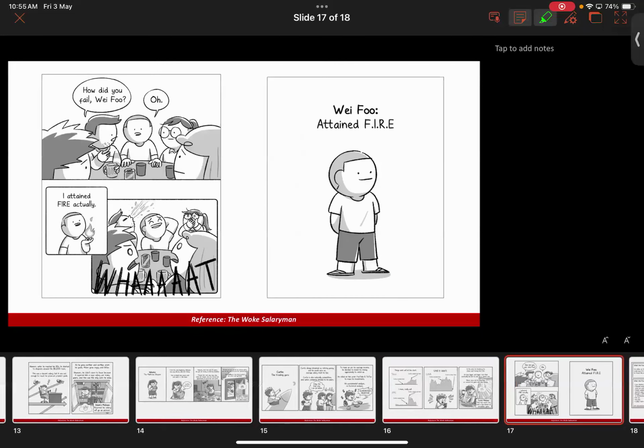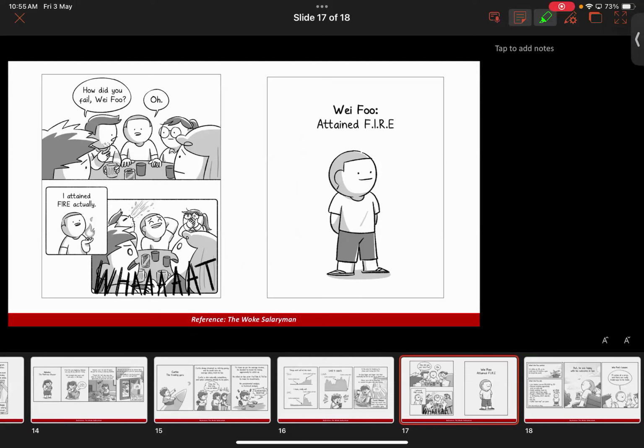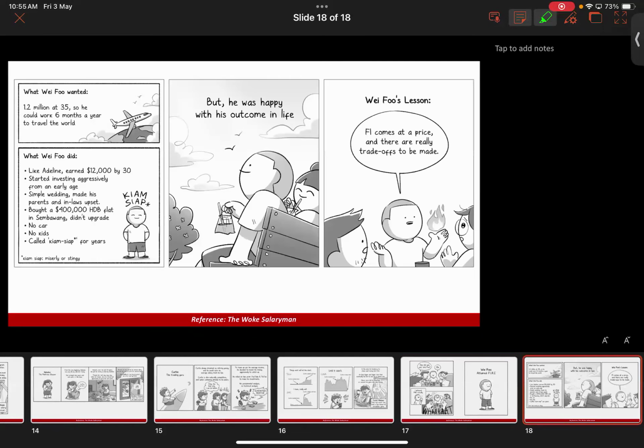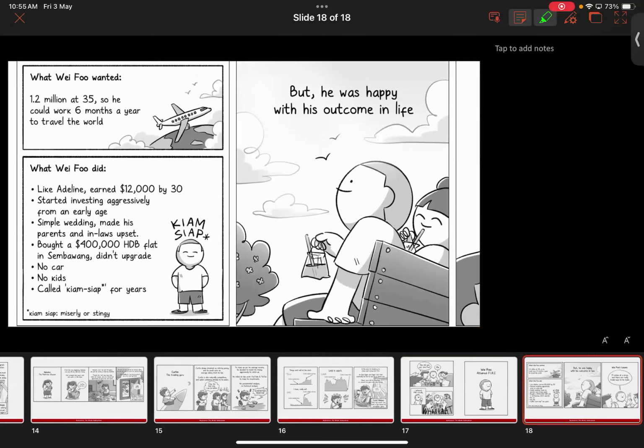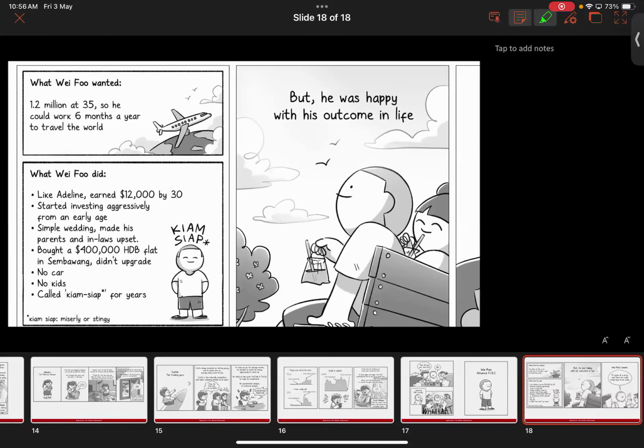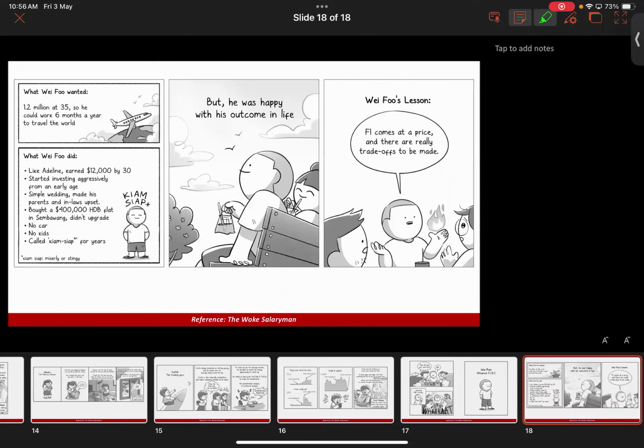Okay, last one. This guy here, he attained FIRE. That means he achieved financial independence and retired early. So what did he do? You can see over here that he basically lived a kiasu, stingy life. They are trying to show you that he has less commitment. He has no car, no kids, bought a cheap flat, a normal flat, a simple wedding, and so on. So they are trying to show you that at least he has less commitment.